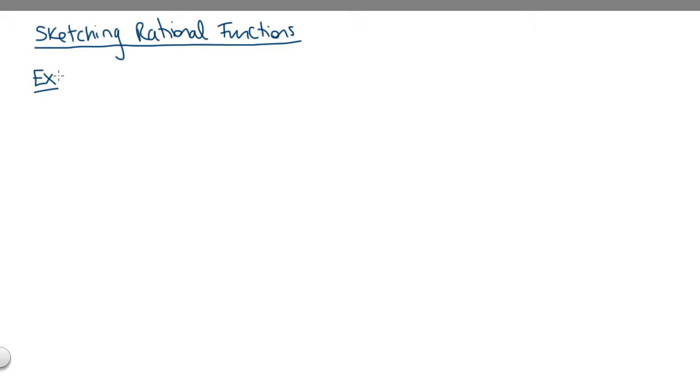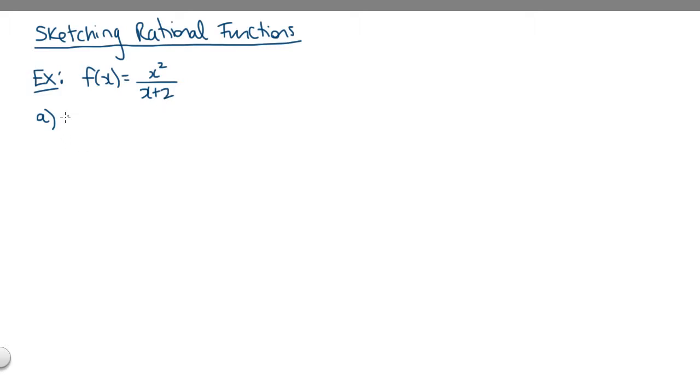In this video, we're going to practice sketching rational functions. So for example, let's say f of x equals x squared over x plus 2. This is a rational function because it's one polynomial divided by another. We'll go through a sequence of parts that will lead us to making the sketch of this function.